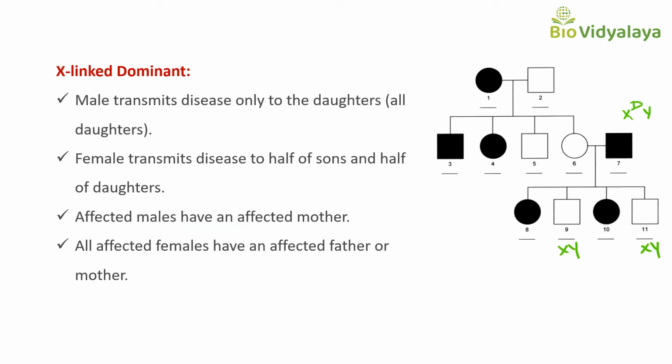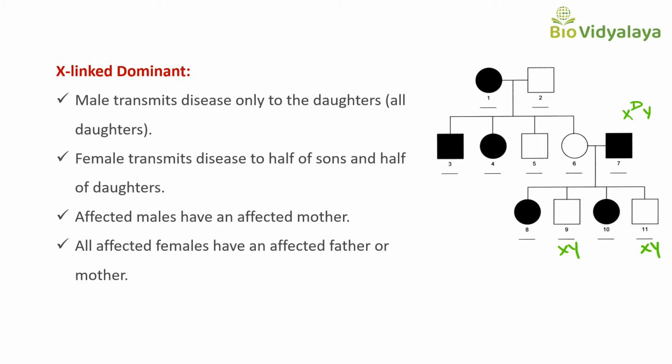So let's see what are the conditions for X-linked dominant. We already discussed the condition for dominant pedigree. First you have to analyze that. After that you have to check whether it is autosomal or X-linked. So these are the conditions for X-linked dominant pedigree.